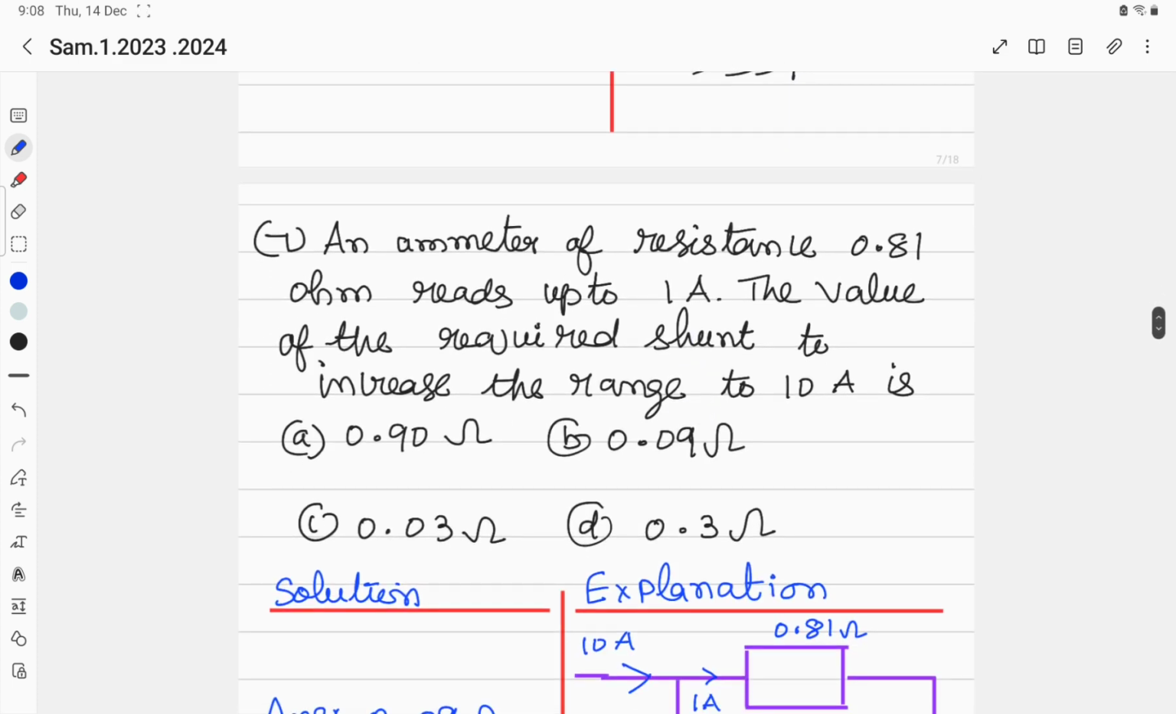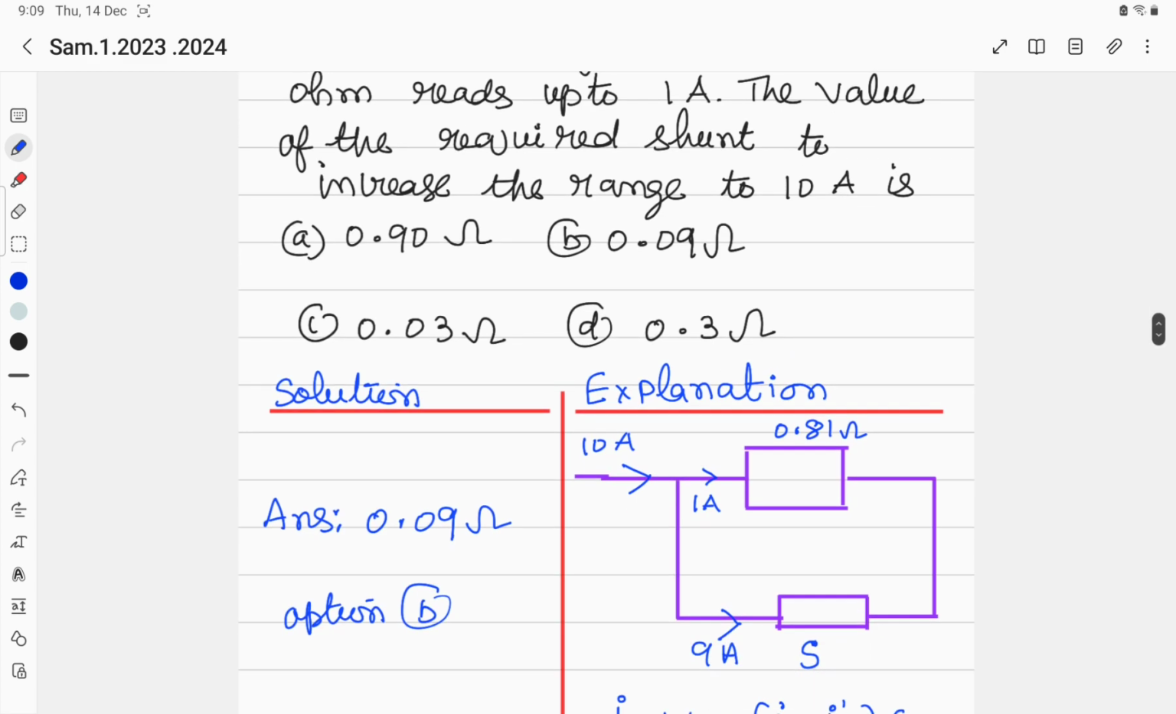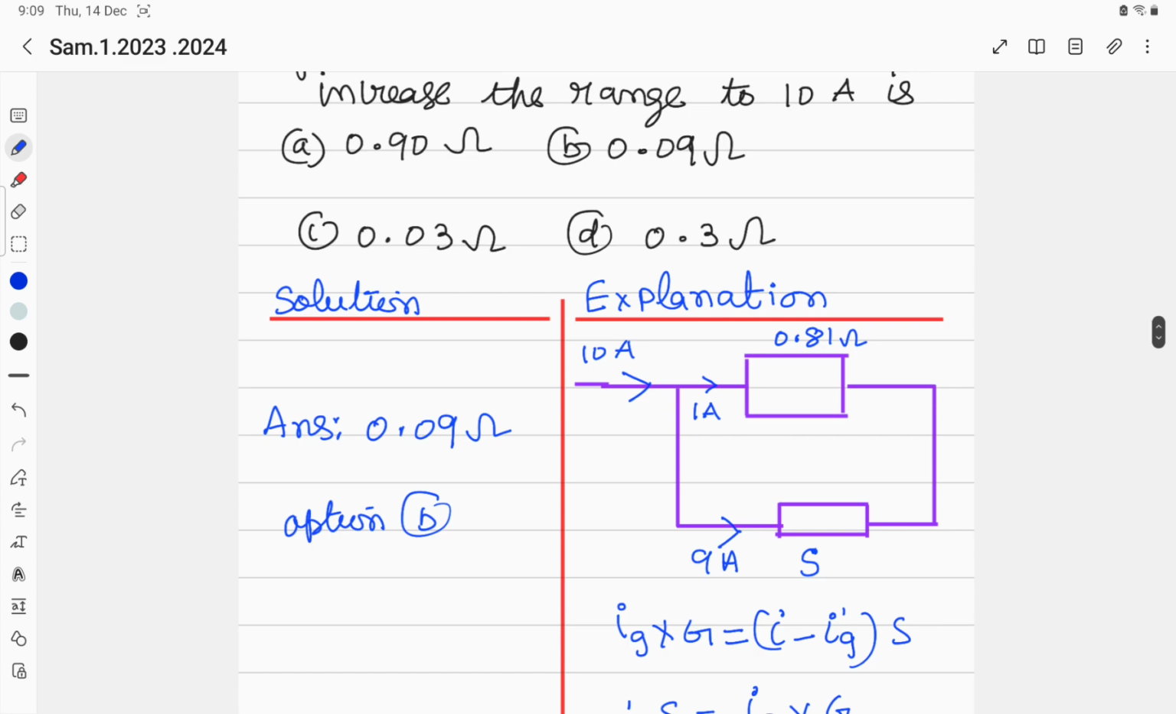Question number 7. An ammeter of resistance 0.81 ohm reads up to 1 ampere. The value of the required shunt to increase the range to 10 ampere is A. 0.90 ohm, B. 0.09 ohm, C. 0.03 ohm, D. 0.3 ohm.